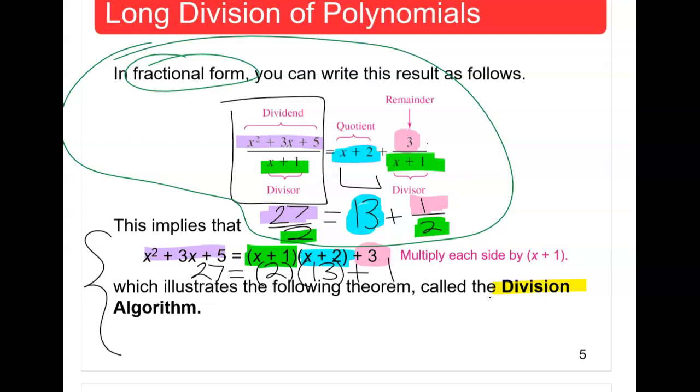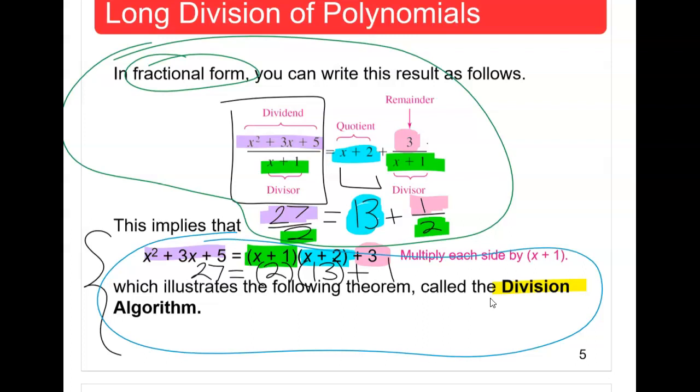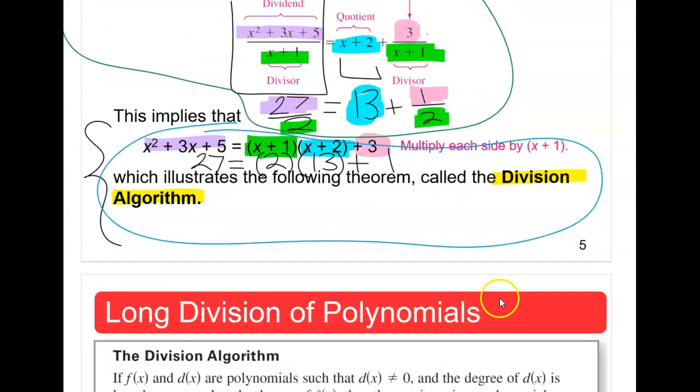And the second one is the division algorithm. So with WebAssign, you need to be careful and see how they want you to enter your answer. Do they want you to use the division algorithm, or do they want you to use the fractional form? So make sure you write something on your notes.